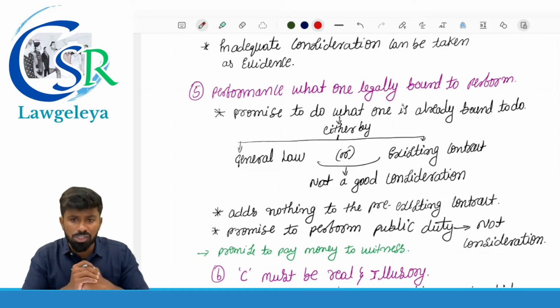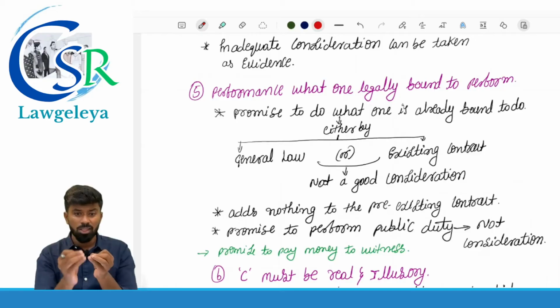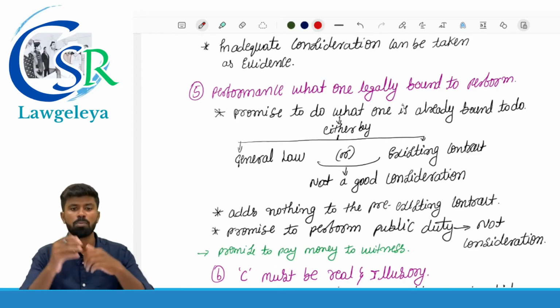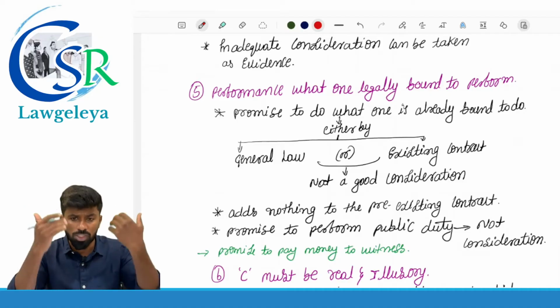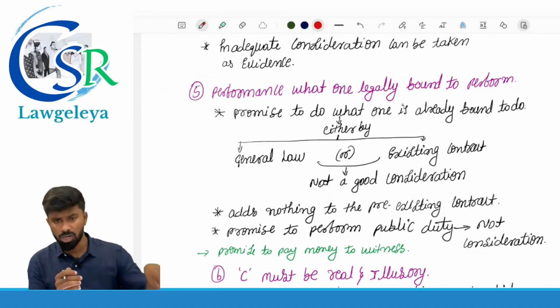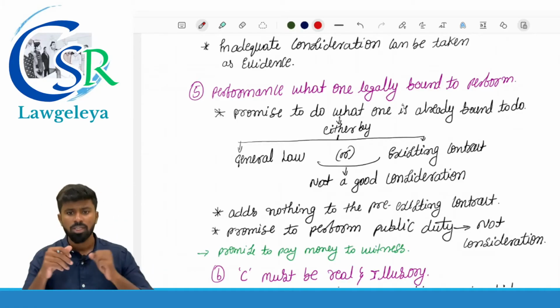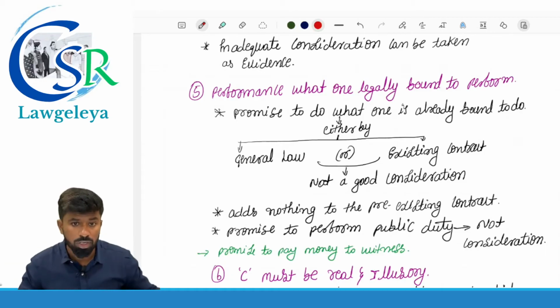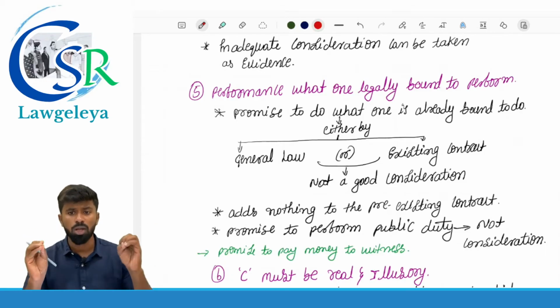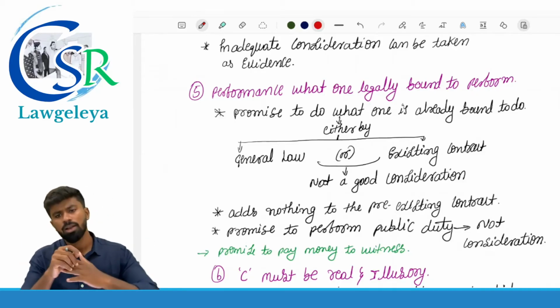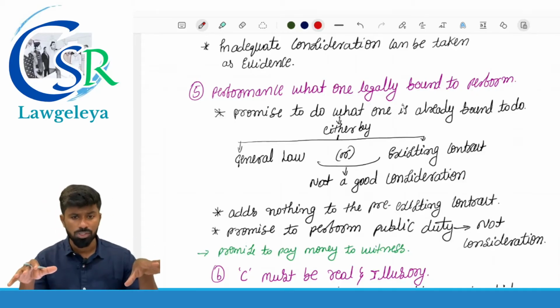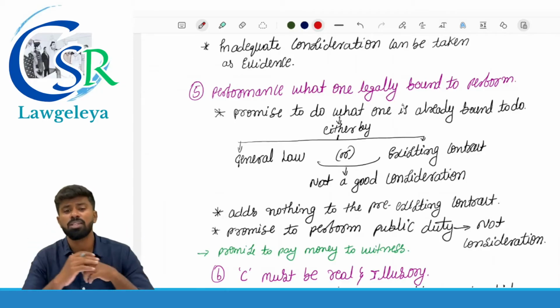Is it a valid consideration? No, because you are not doing anything in the new promise, right? If you make a promise to perform which you are already bound to perform, or which is already your existing obligation, either as per the general law or as per the existing contract, is it a good consideration? Not a good consideration. A promise to do what one is already bound to do, either by the general law or existing contract, is not a good consideration because it adds nothing to the pre-existing contract.